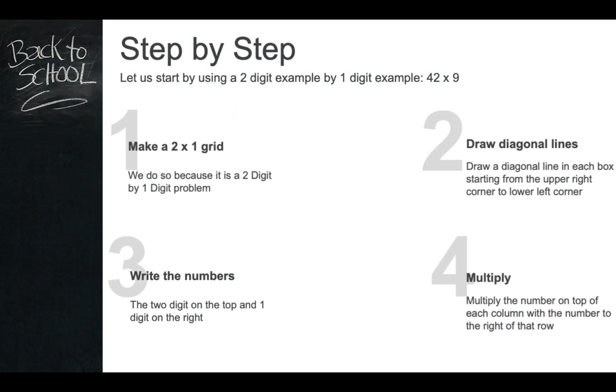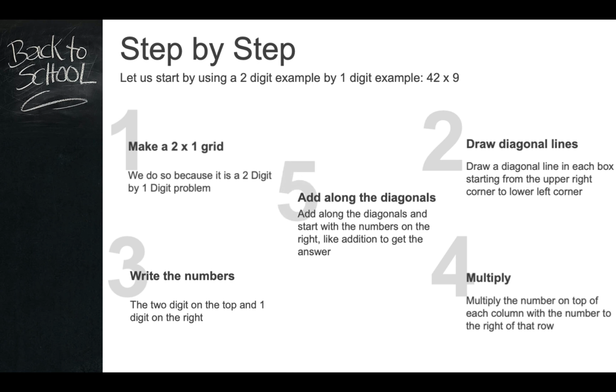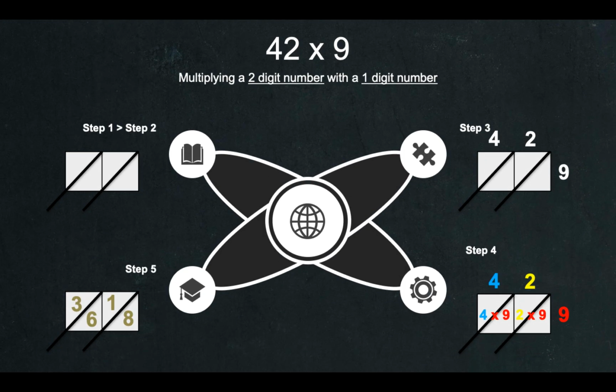My final step is to add along the diagonals and start with the numbers on the right like we do for addition. This will give me my answer. Now as you can see, we have already filled in the boxes and you can see this diagonal. This diagonal is separating each. So now I will be adding this, but I can see this 8 has no other number under it. So 8 plus 0 gives me an 8. So I write an 8.